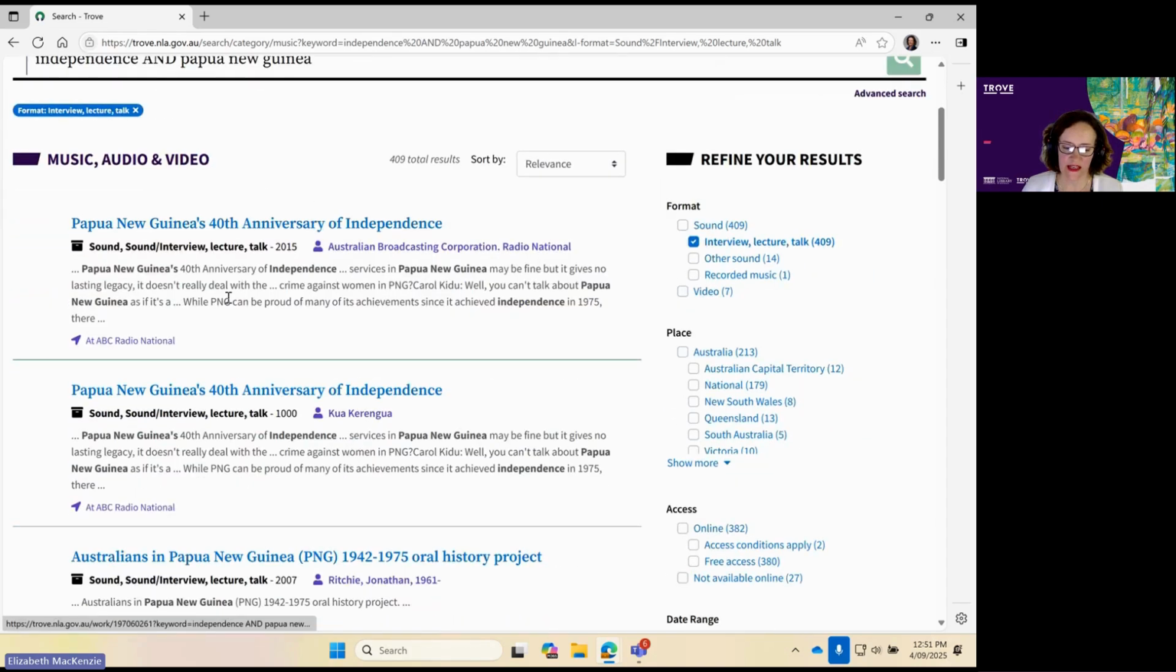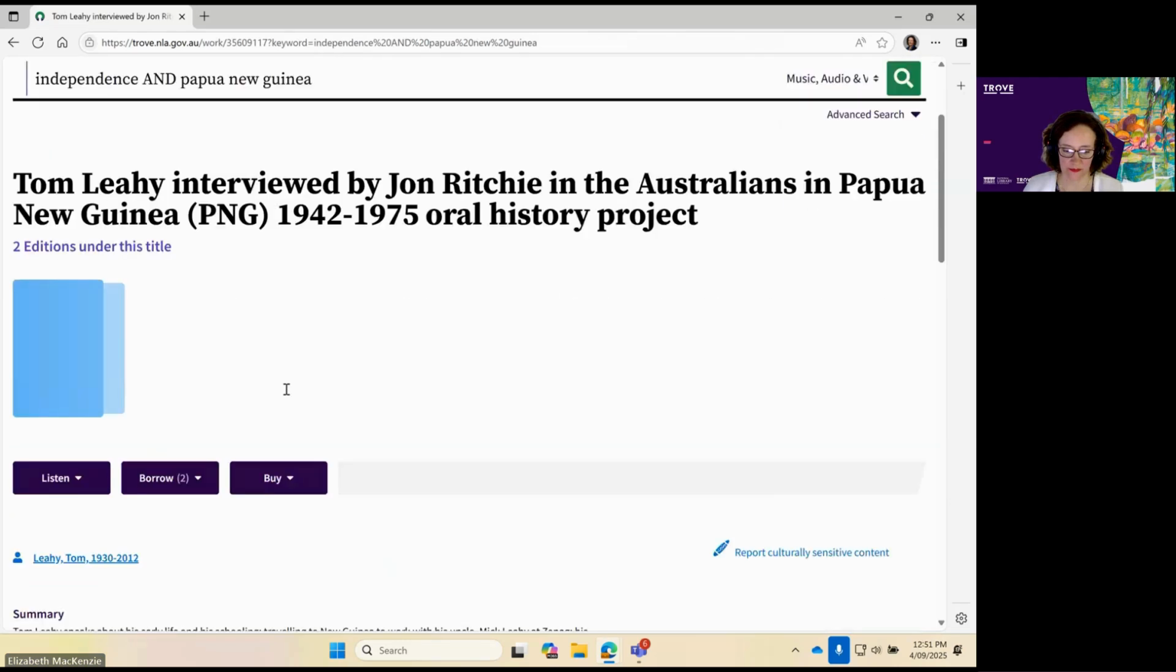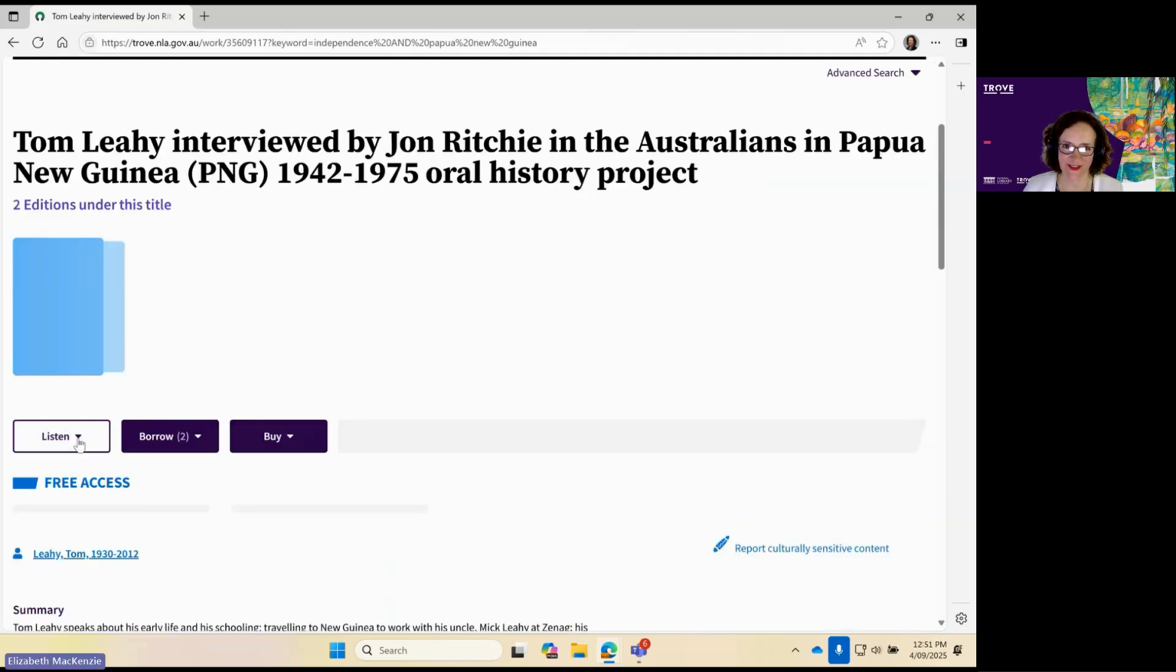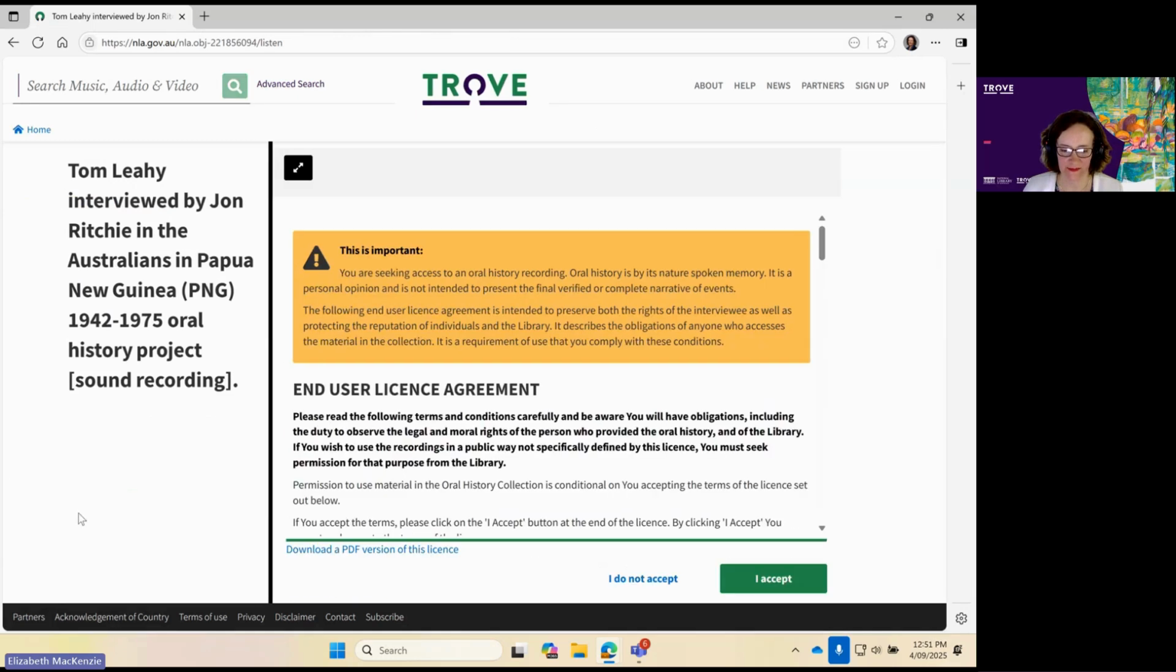you will see some more sound, and further down a link to an oral history project that's available at the National Library, and below it there's one that's available online. This time it's listen instead of read, and through to the title again. You can click on the I accept the end user license agreement to listen to it directly online.